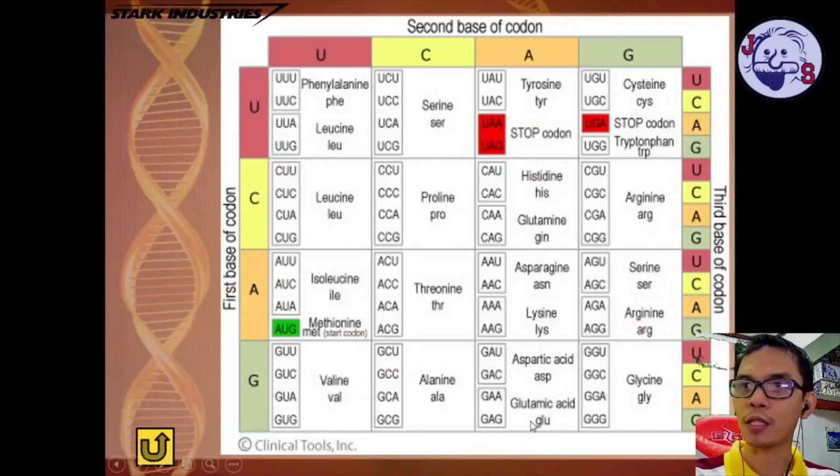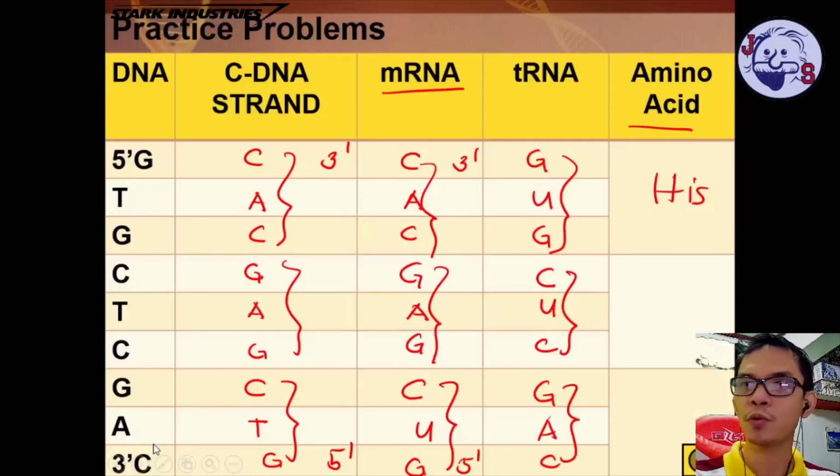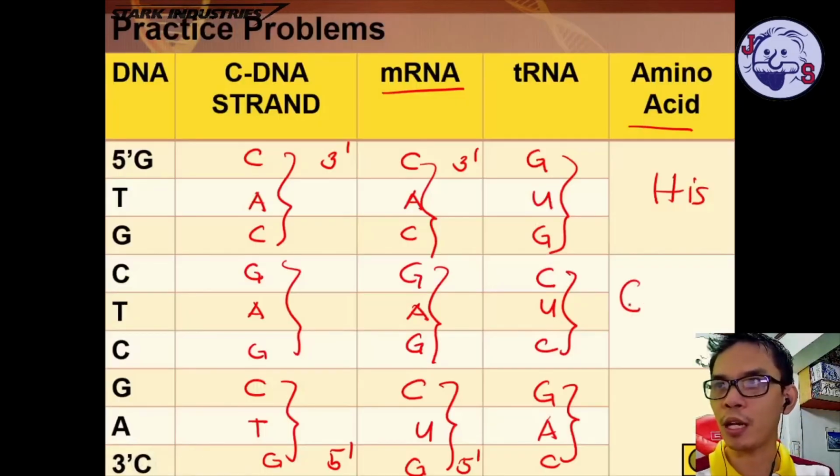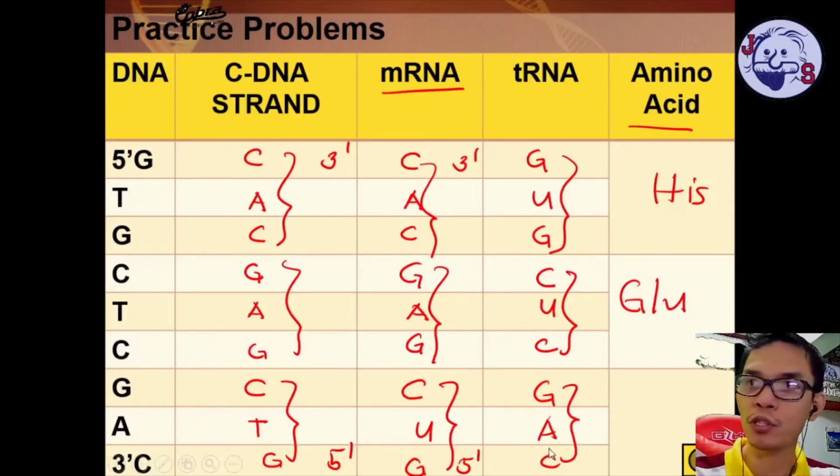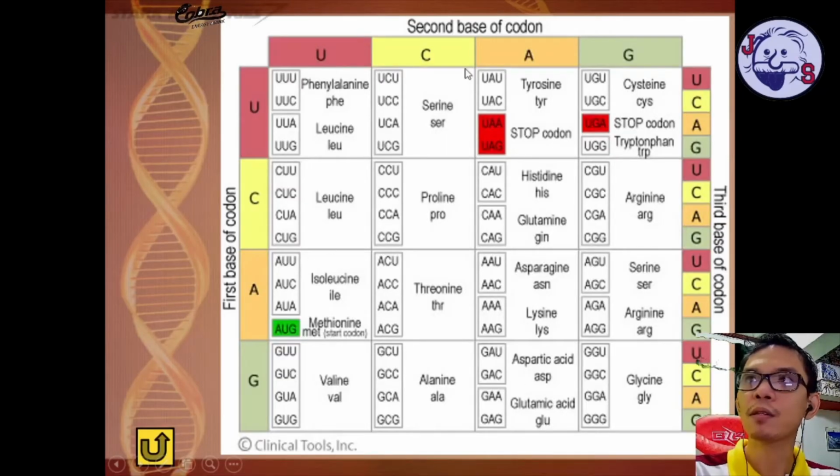GAG. Alright, so we have the glutamic acid. GAG, GLU, which stands for the abbreviation of glutamic acid. And finally, we have CUG. Okay, so we have the CUG over here.